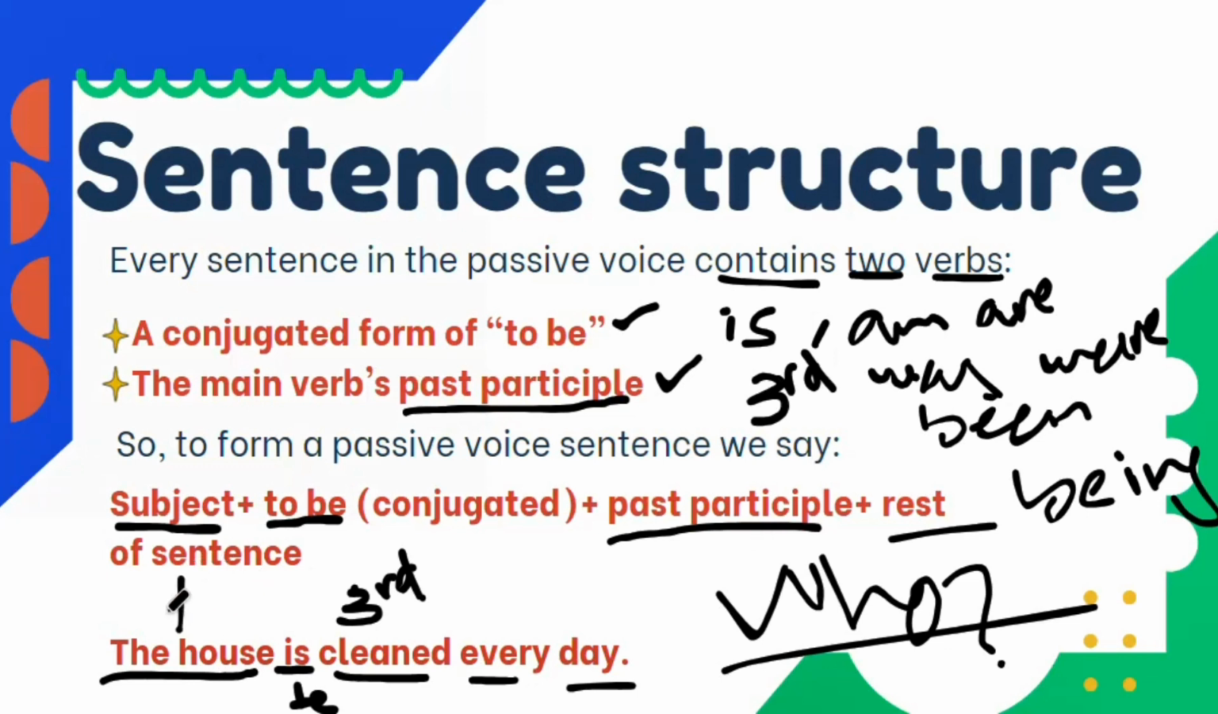The house itself is doing nothing, right? It's not performing any action. Someone else is performing the action of cleaning, but we are not mentioning it, right? So this is how we construct passive voice sentences with the help of a subject, a form of the be verb, and the third form of the main verb. Got it?